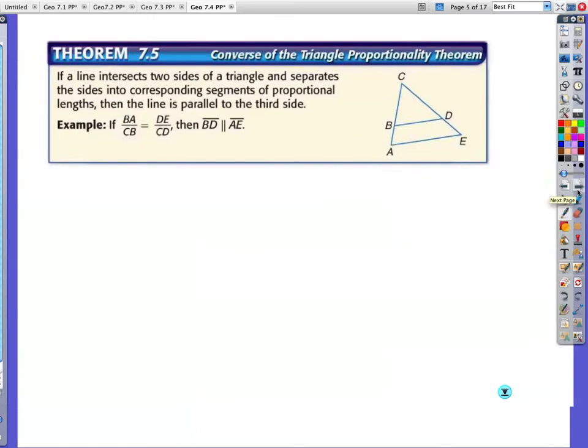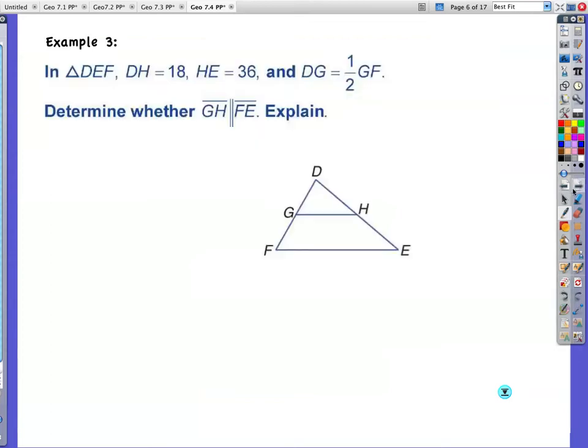All right, here, the converse of the triangle proportionality theorem. So basically, it's the reverse of what we just had. In other words, if you find out that BA is proportional to CB and DE is proportional to CD, then you could say the lines are parallel. In our previous rule, if the lines were parallel, then your sides had this proportional thing going on. If the sides are proportional now, then you have parallel lines. So at least your picture and probably this example written there will be sufficient.